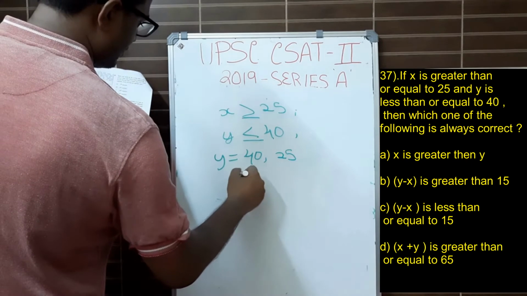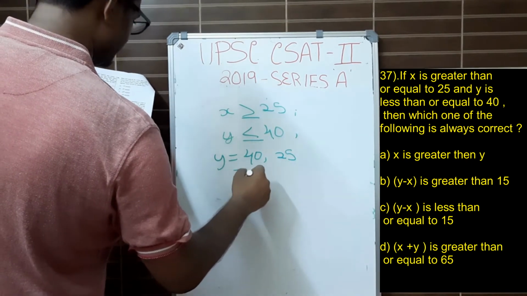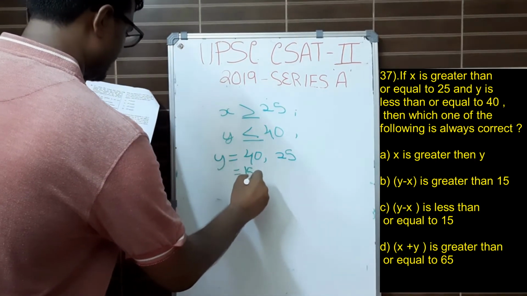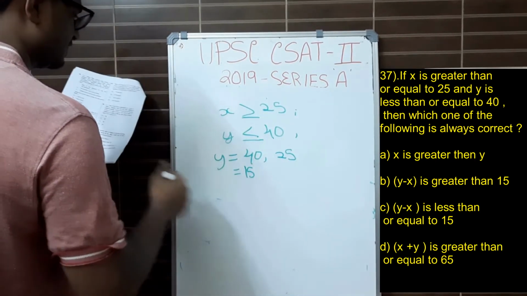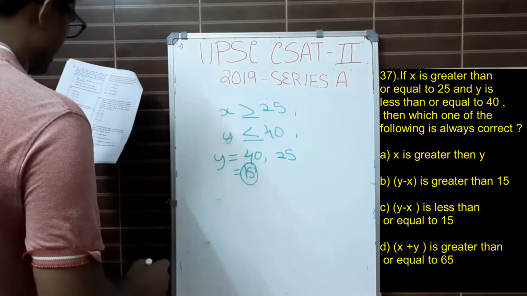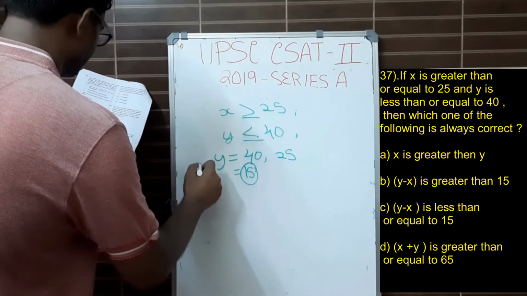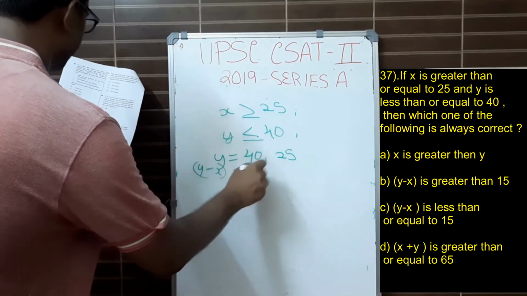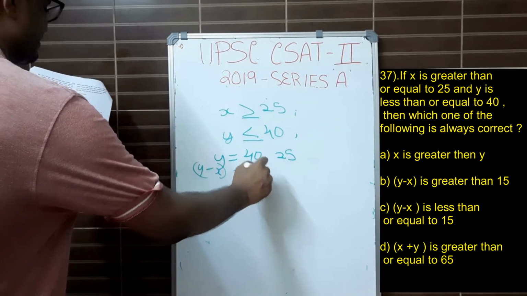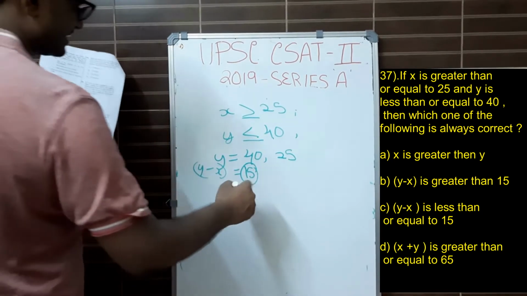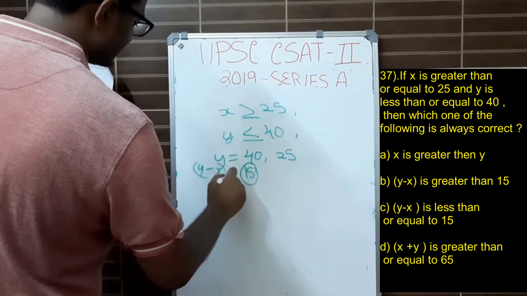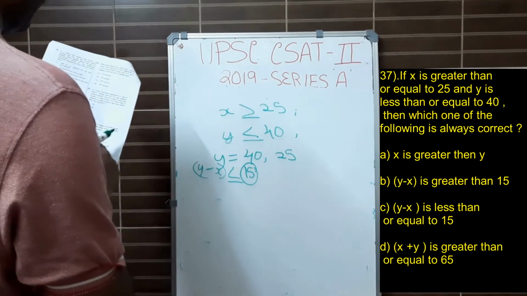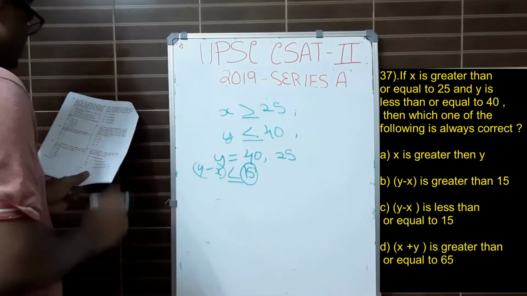And so y minus x, the highest number possible for y minus x is 15. So this is the highest possible difference of y minus x. There cannot be any number more than 15. What I mean to say is that y minus x is always lesser than or equal to 15. So that is what they have given as per statement C, which seems to be right.